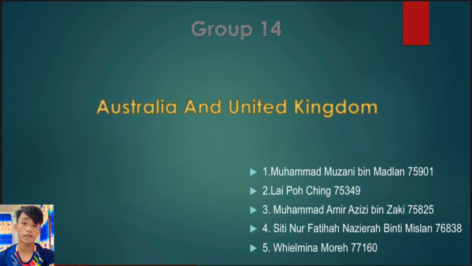My name is Muhammad Zani bin Madlan, magic number 7590. For the presentation, we chose two countries, Australia and United Kingdom, and we are from group 14. We will present about that today. And this is my group member.